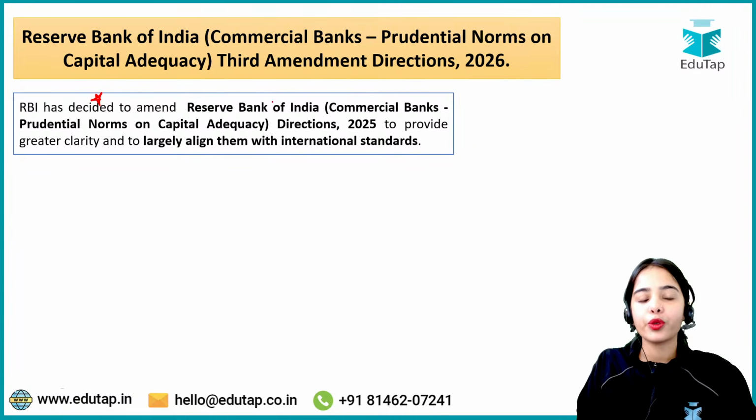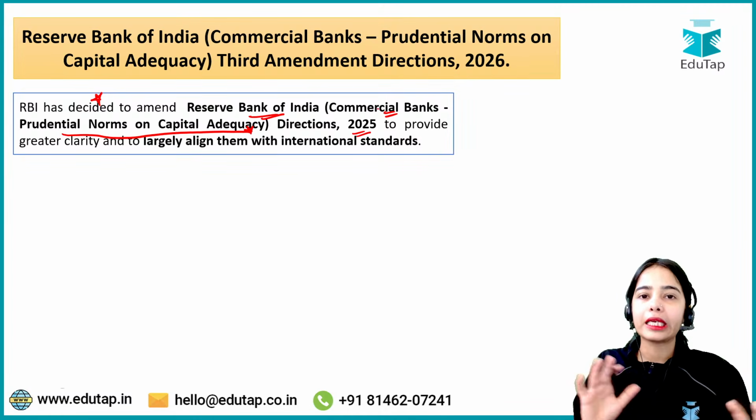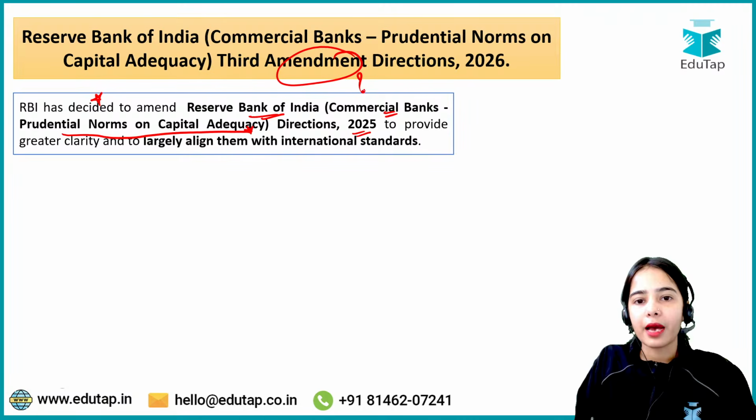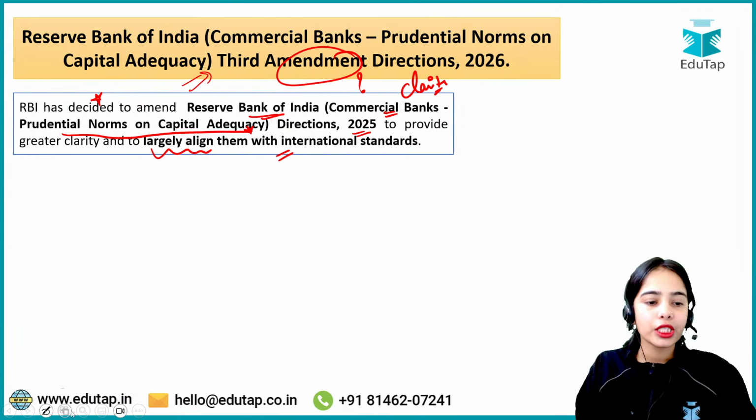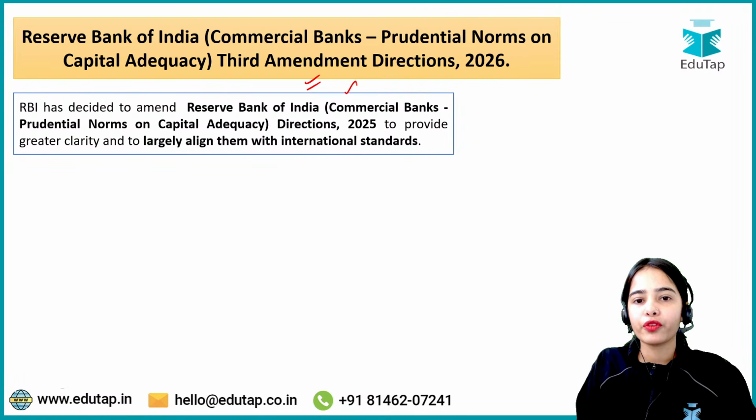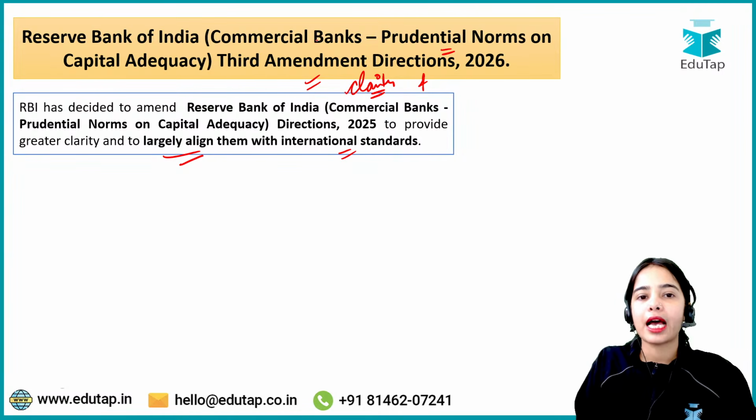Now RBI has decided to amend the Reserve Bank of India Commercial Banks Prudential Norms on Capital Adequacy Directions 2025 to provide greater clarity. Now why has the amendment happened? To provide greater clarity and to largely align the capital adequacy norms, the prudential norms, with the international standards, okay? So the amendment has happened to provide clarity regarding the capital adequacy norms, as well as to largely align them with the international standards. And this has happened for the commercial banks.